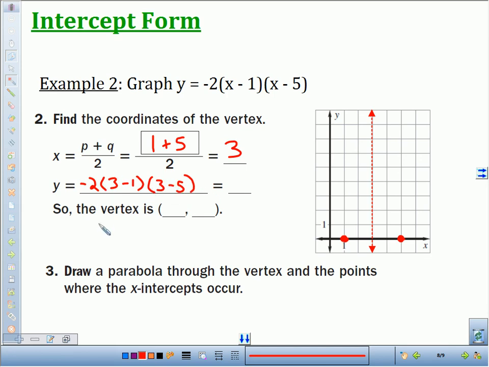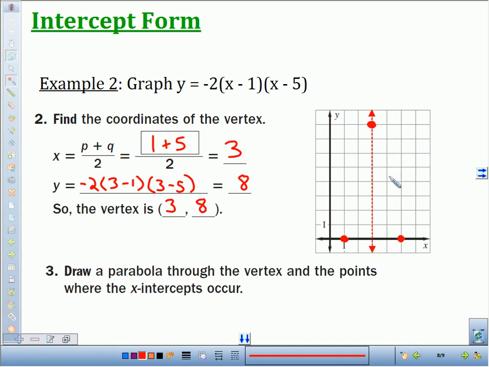And if we work this out on our calculator, we have negative 2 times 2, negative 4. Negative 4 times negative 2 is positive 8. And you can work this out on your calculator and you'll get this answer. So when x was 3, y was 8. That means the vertex is at the point (3, 8). And I'm going to plot that point. 1, 2, 3. The vertex should be on the axis of symmetry. And it should be up 1, 2, 3, 4, 5, 6, 7, 8. Right here.